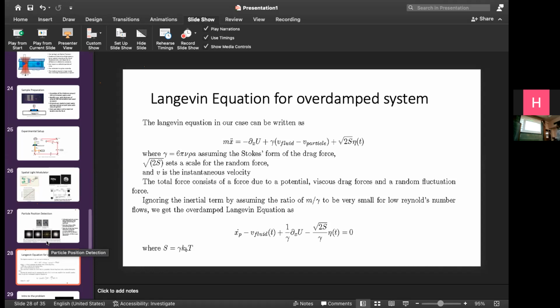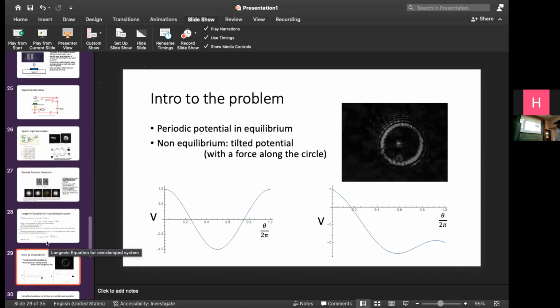And since these are very small particles, the other three terms will be dominant and the inertial term will not be as dominant. So we can actually ignore this one, and we end up with a first-order differential equation. We can do simulations of this system also. But what I actually did with this one is we generated a circular shape which also has a force along the circle. So this gives us a non-equilibrium system.